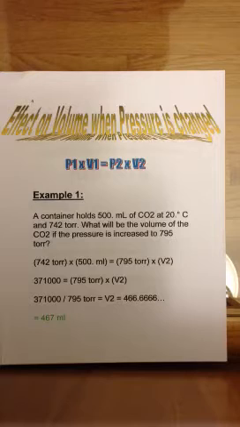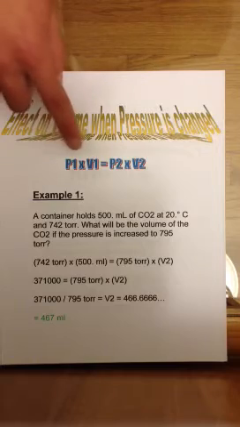Example 1. A container holds 500 milliliters of carbon dioxide gas at 20 degrees Celsius and 742 torr. What will be the volume of the carbon dioxide if the pressure is increased to 795 torr? The temperature remains constant, which means Boyle's law can be employed. The original pressure is 742 torr, and the original volume is 500 milliliters. When the pressure is increased to 795 torr, the new volume can be determined by plugging it into this equation.